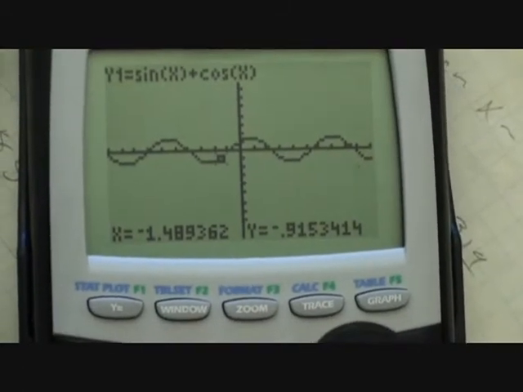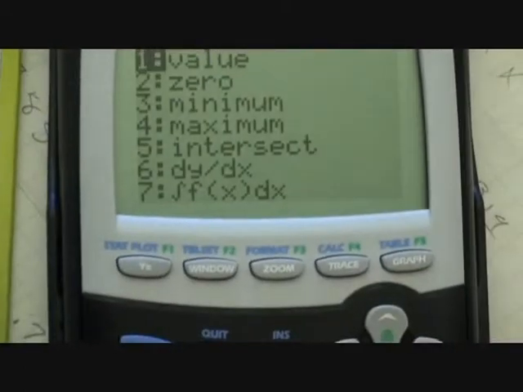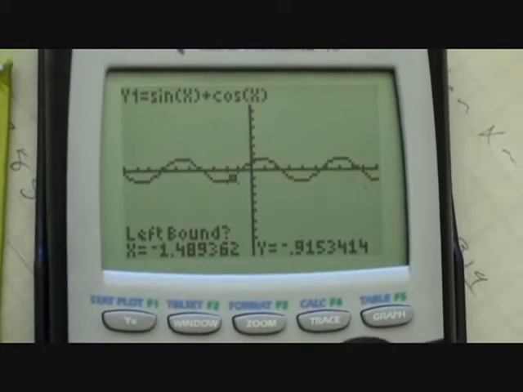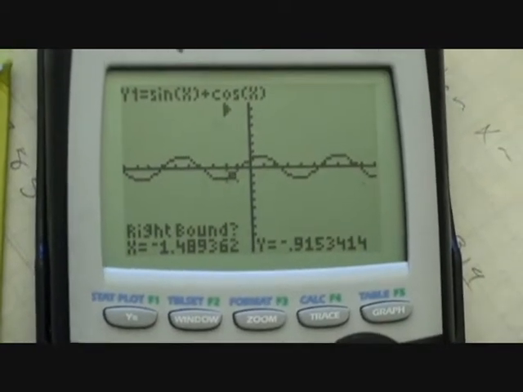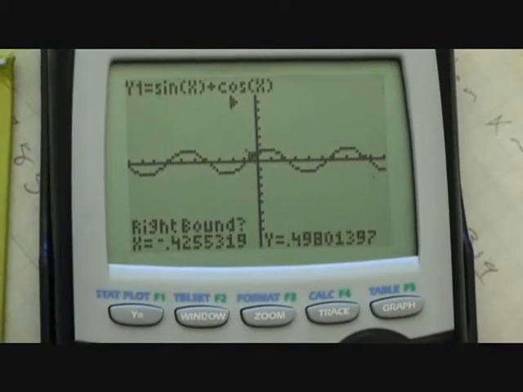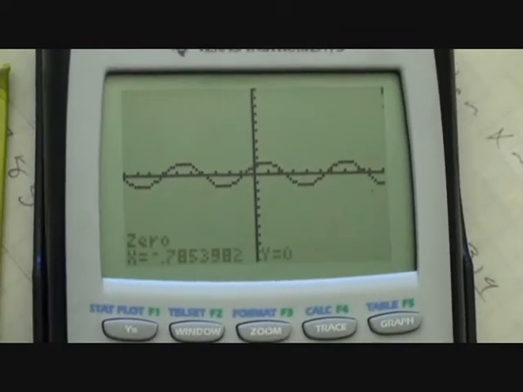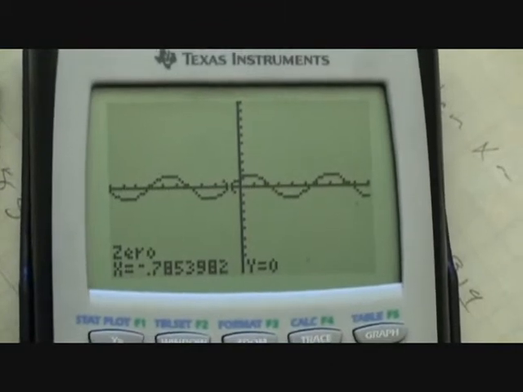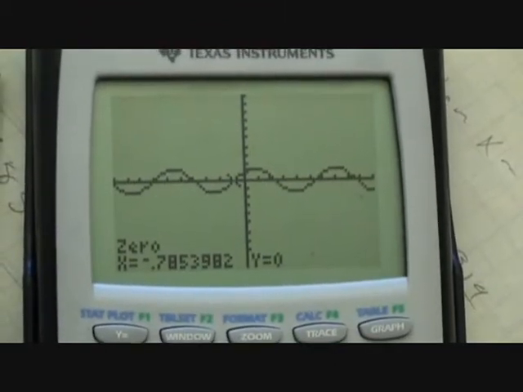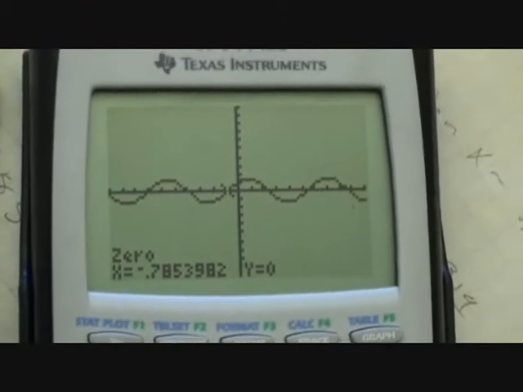Okay, so to find our x, we're going to go to 0, our left bound here, and a right bound here, guess. Okay, so our x is going to equal a negative 0.7853.